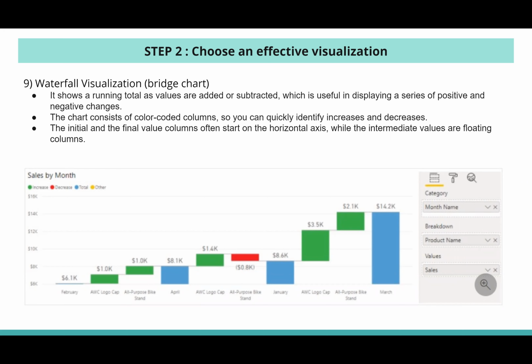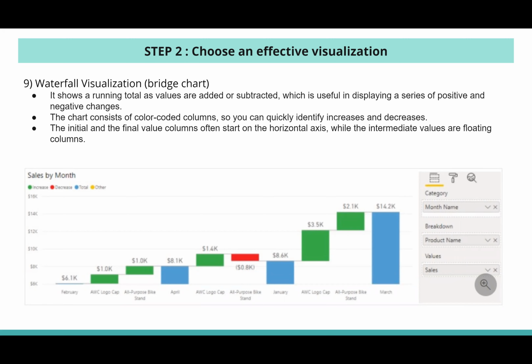The green one of course shows an increase for the particular items, and the red one shows the decrease for the particular items, with the values in brackets. In the chart, the initial and final value columns often start on the horizontal axis, while the intermediate values are floating columns. With this we could compare which item could benefit the company more, for example.